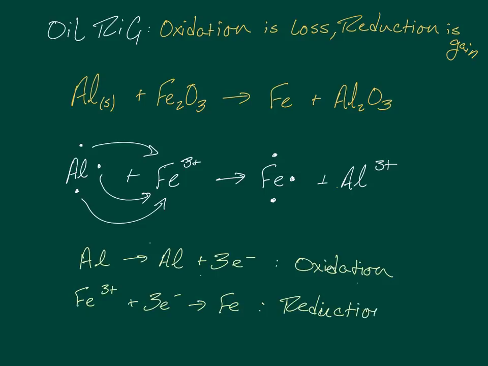Reduction. And one thing we have to remember about redox reactions is they always occur in a pair. They always occur together. If the electrons are going somewhere, they just have to go somewhere. You know what? I just realized I forgot to put a 3 plus here. There we go. So these electrons have to go somewhere.